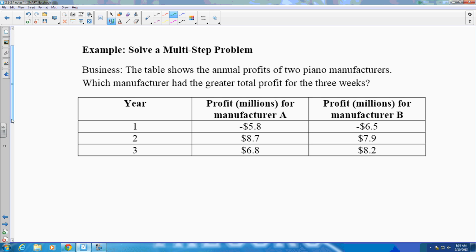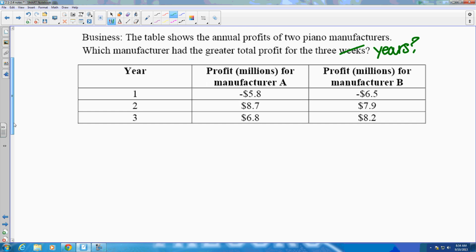Okay, we are now going to solve a multi-step problem. The table shows the annual profits of 2 piano manufacturers. Which one had the greater total profit for the 3 years? If we have all 3 numbers, that just means we need to add up each manufacturer. So here's A, here's B.